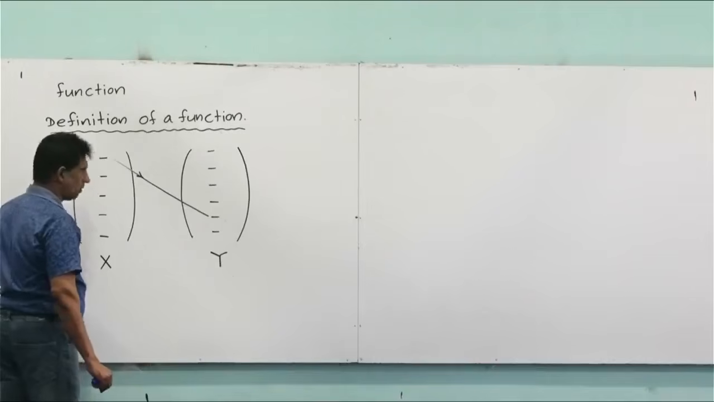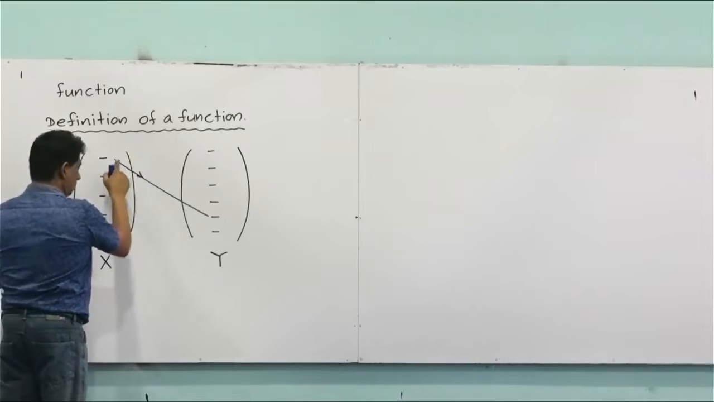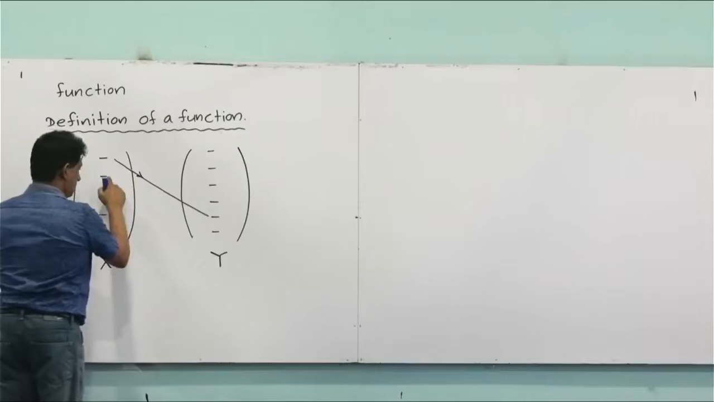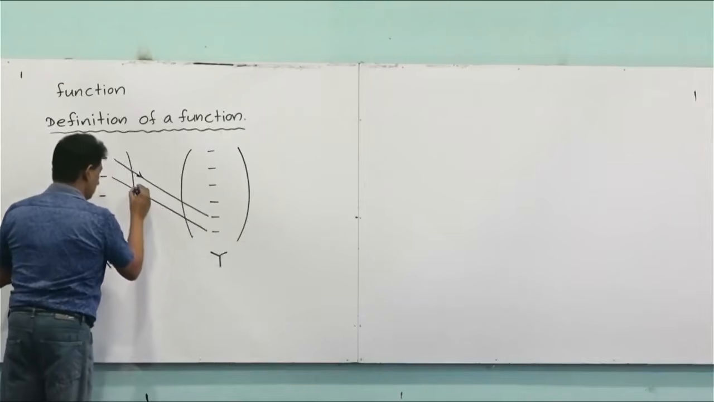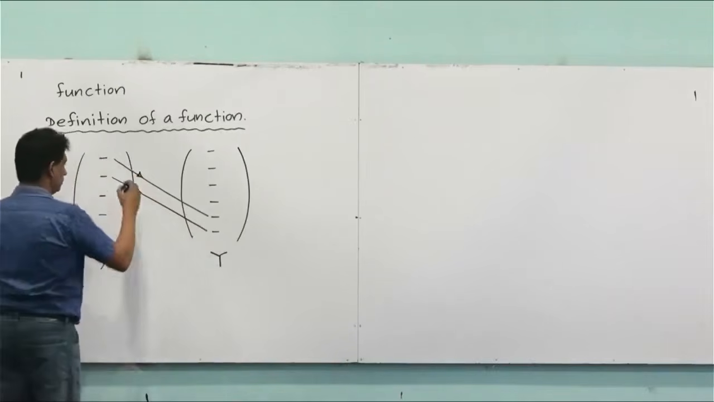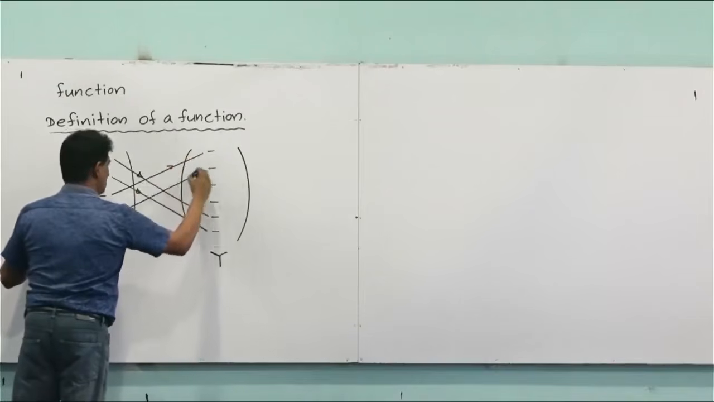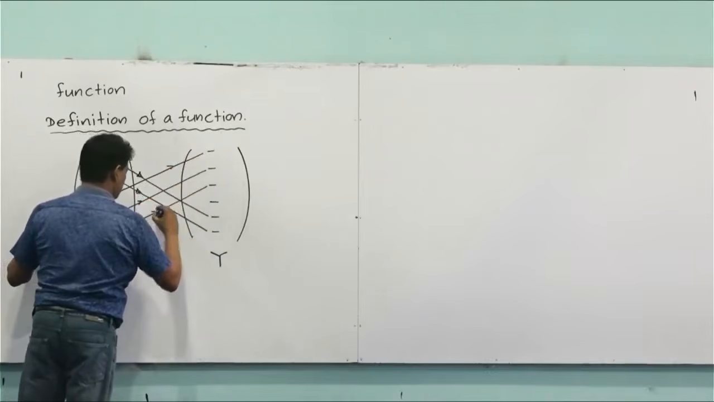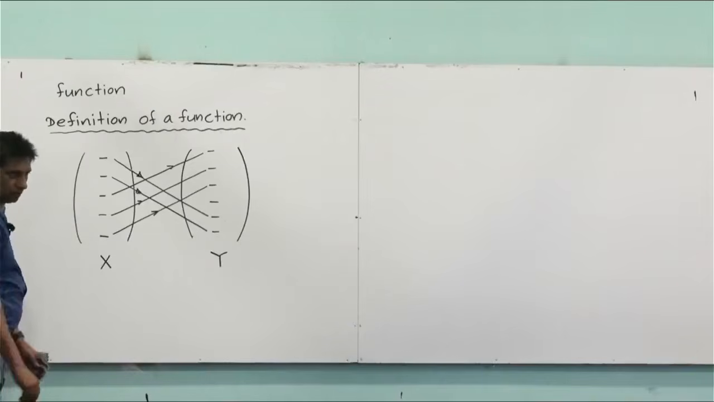Okay. Then from this element there should be only one arrow, right? Then this element is connected with only one element, right? This element also same, this element also same, this one also same, right? This is called function.